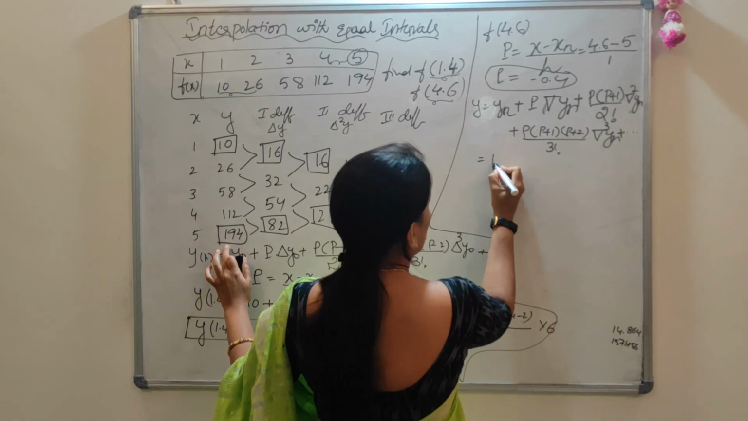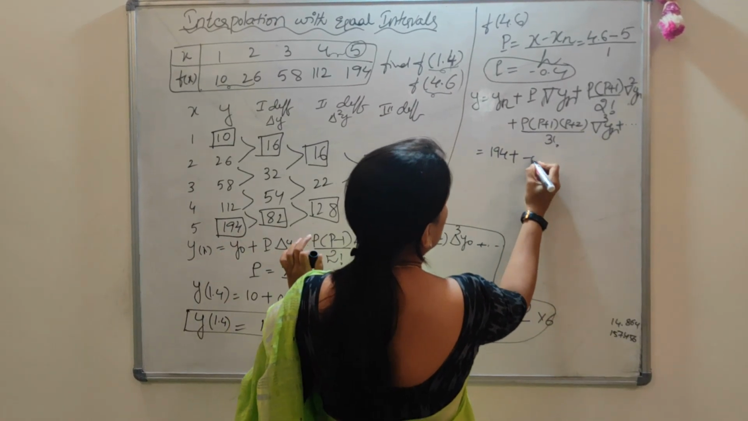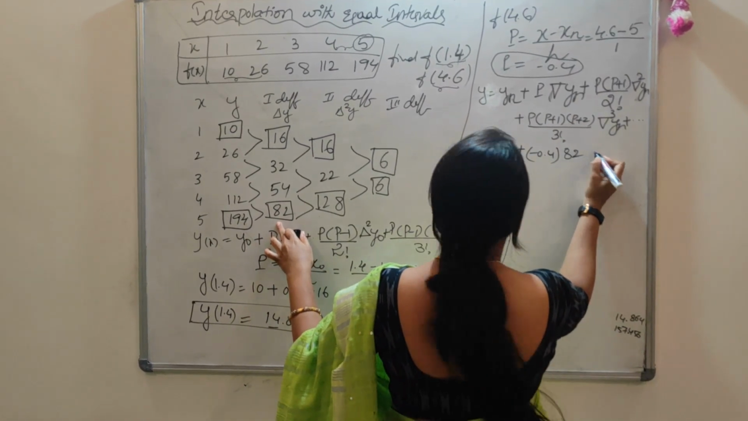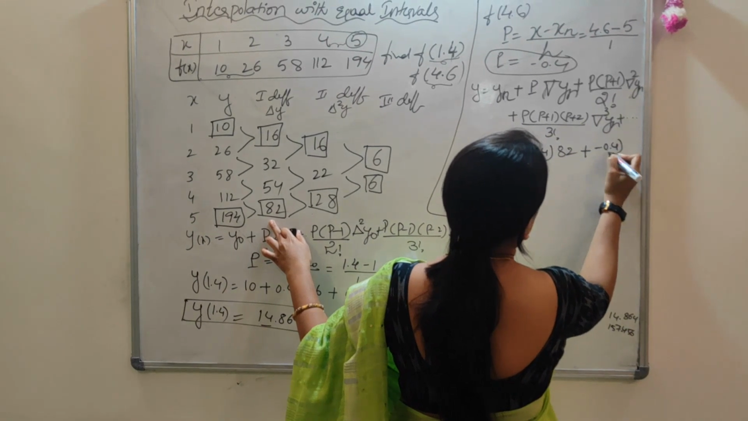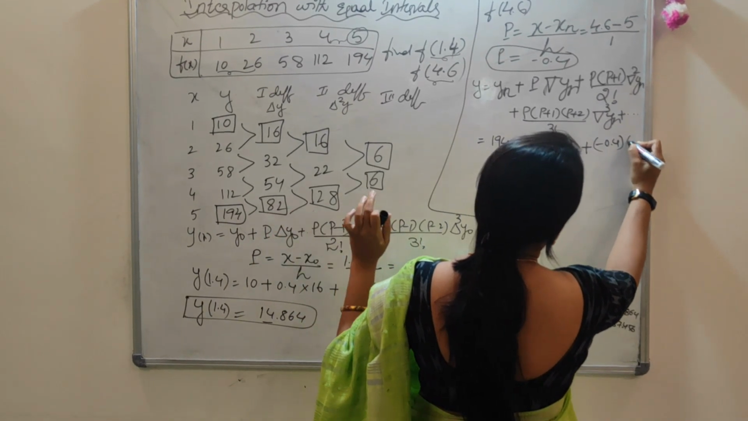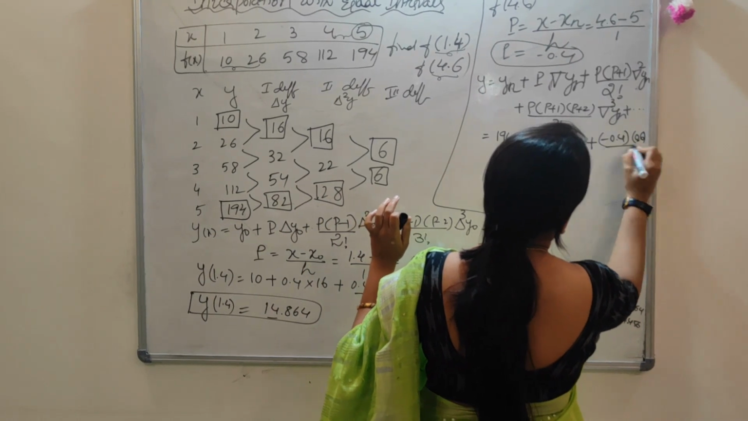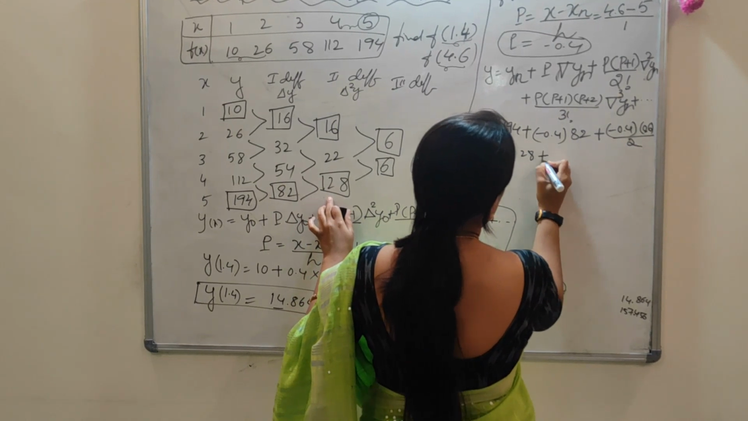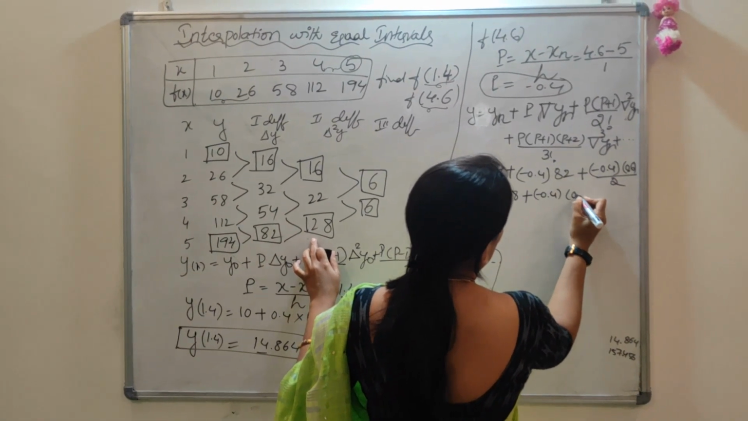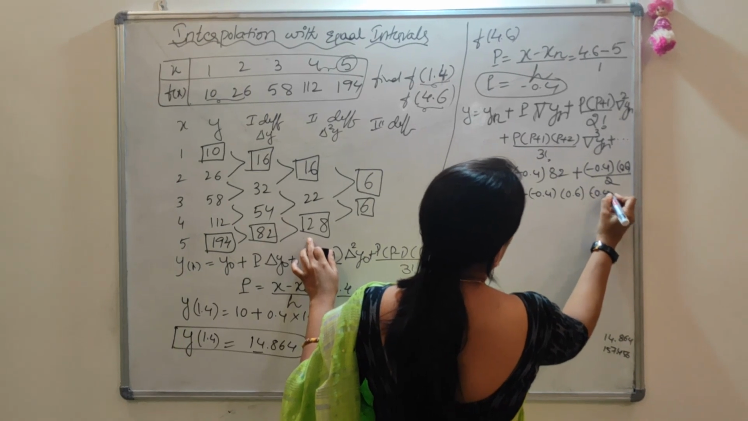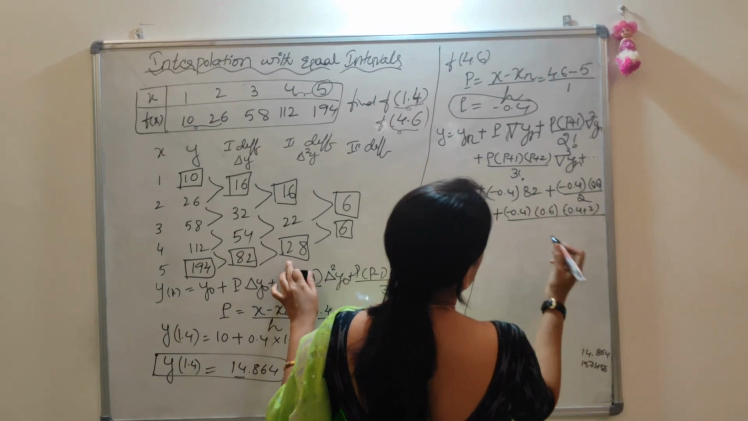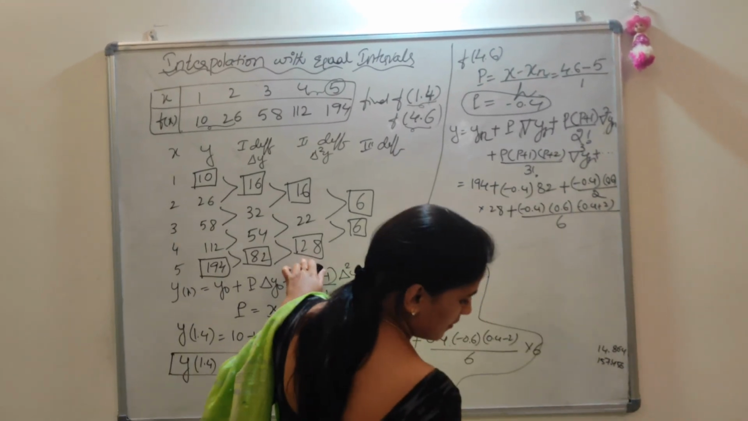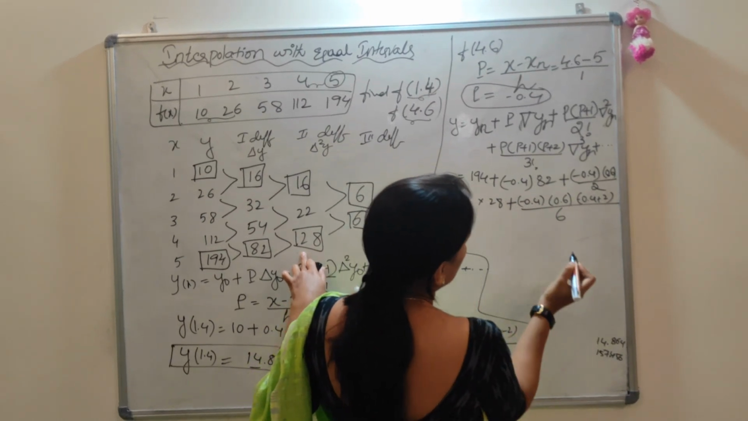So yn is 194 plus p is minus 0.4 into nabla yn is 82 plus p is minus 0.4 into p plus 1, minus 0.4 plus 1 is 0.6, divided by 2 factorial, which is 2, into nabla square yn is 28, plus minus 0.4 into 0.6 into minus 0.4 plus 2, divided by 3 factorial. 3 factorial is 6. So after this we have to substitute in all this formula and calculate.